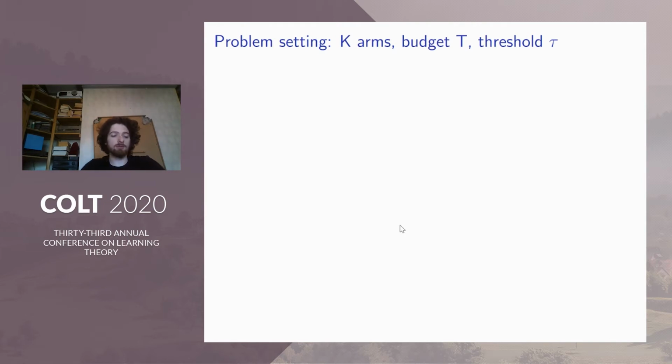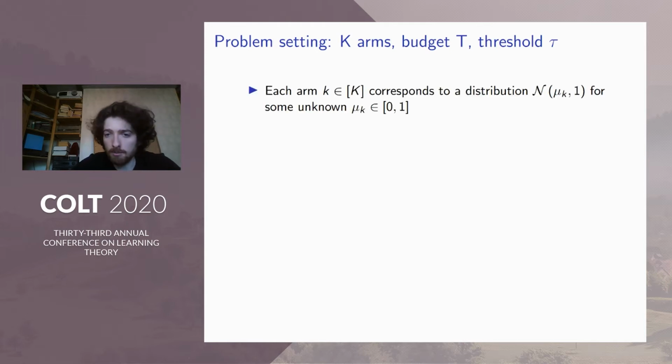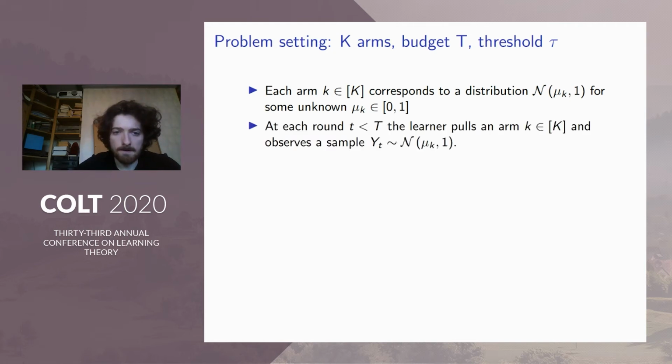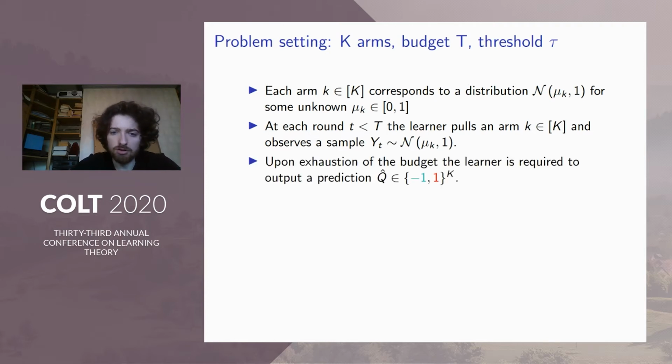Okay, so to formalize the problem, we have K arms, a budget of T, which is the number of rounds of the game, so the number of samples the learner can draw from these distributions, and a threshold tau. Each arm corresponds to a distribution. At each round, the learner must choose an arm, and then they observe a sample from the distribution corresponding to that arm. Once the budget is exhausted, so after capital T rounds, the learner has to output their prediction as to whether the means are above or below threshold.